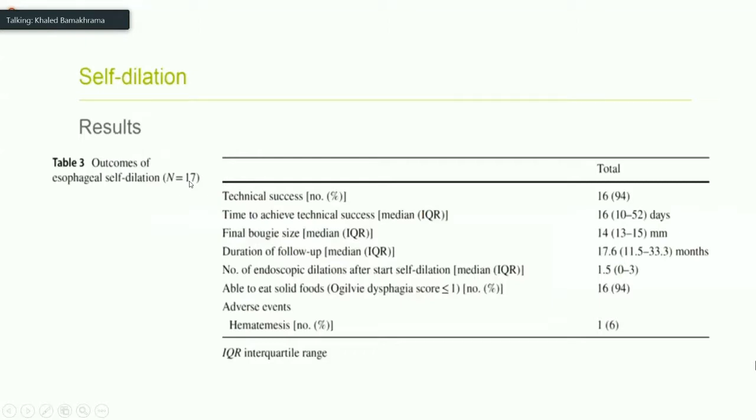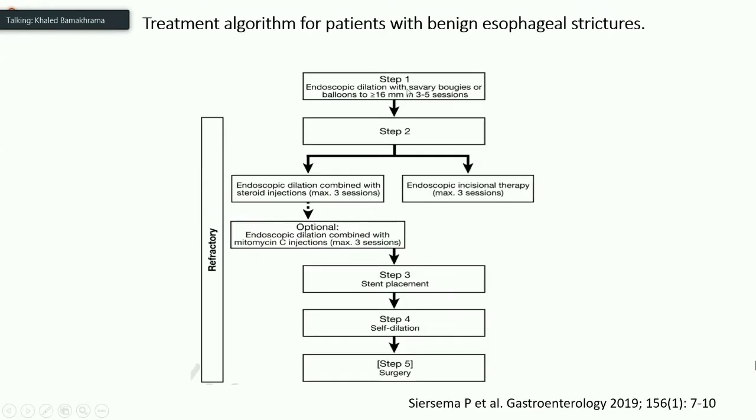So this is the treatment algorithm for patients with benign severe strictures. If you have a patient you dilated with either bougie or balloon, more than 16 millimeter for 3 to 5 sessions, and you fail, then you are in the period of refractory. You can use dilatation combined with injection of steroid or mitomycin C, or you can use incisional therapy. Then if you fail, you can go for stent placements. If you fail, you can go for self-dilatation or surgery.